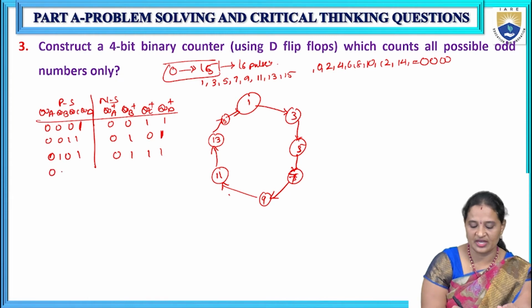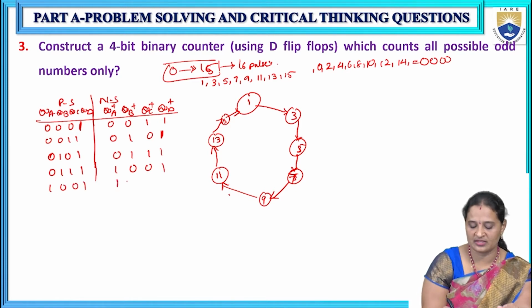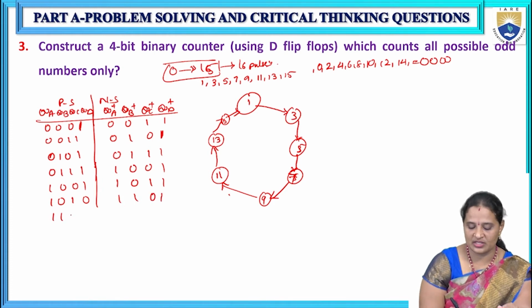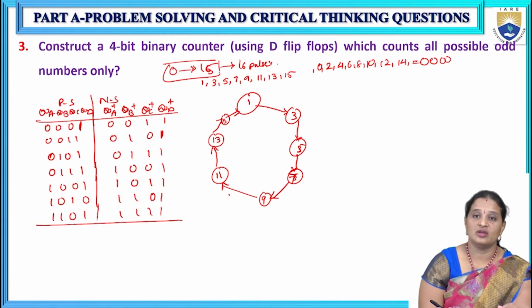Next, if my present state is 7, then the next state will be 9, that is 1001. If my present state is 1010, the next state will be 1011. If 1011, then the next state is 1101. Next, if it is 1101, the next state will be 0111. So this is the present state and next state.